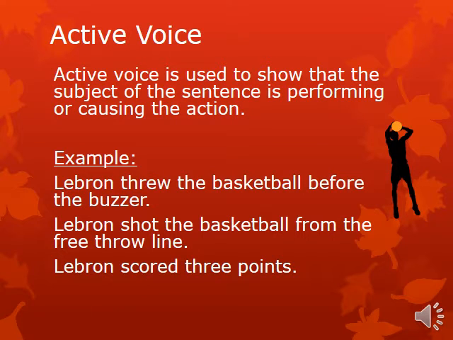The active voice is used to show that the subject of the sentence is performing or causing the action. For example, let's see these sentences. LeBron threw the basketball before the buzzer. So here it's clear that LeBron, who is the subject in the sentence, did the action. LeBron shot the basketball from the free throw line. So LeBron did the action. LeBron scored 3 points.